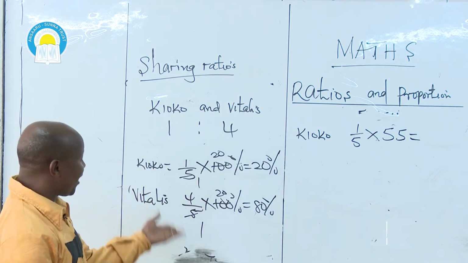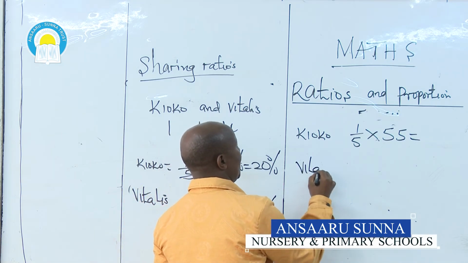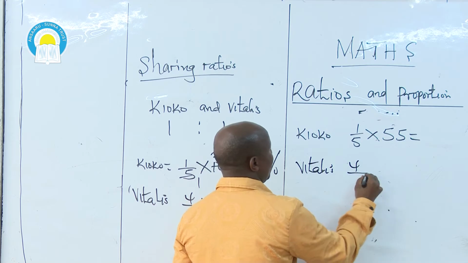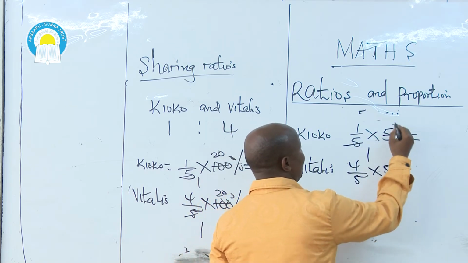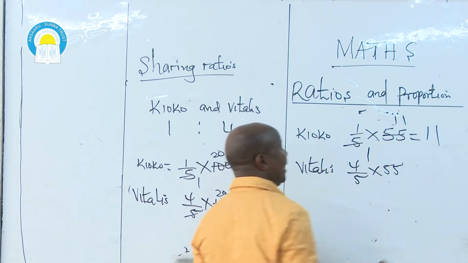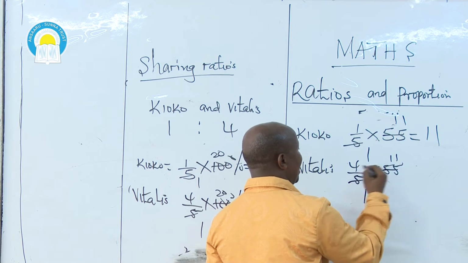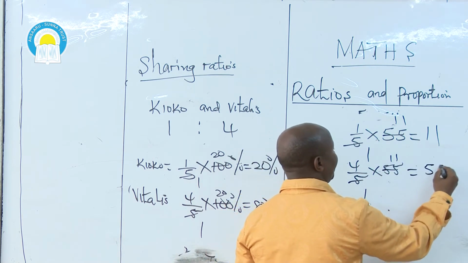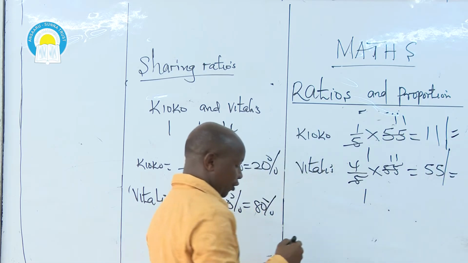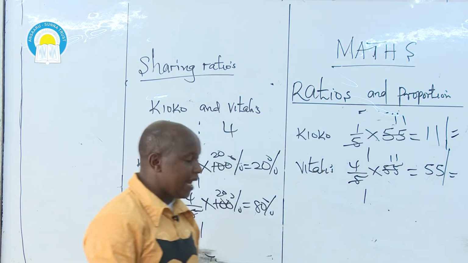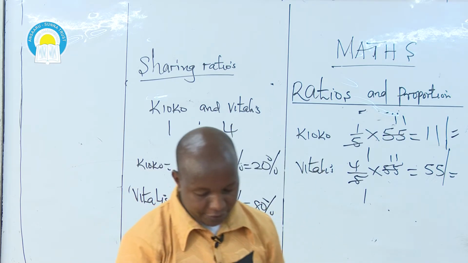If you want to get the fraction for Vitalis, the share for Vitalis will be now 4 over 5 times 55. In my case here now, by 5, 1, by 5, 11. Kioko got only 11 shillings. Then Vitalis by 5, 1, by 5, 11. 11 times 4, he got 44 shillings. This is now how we share ratios. Kioko got 11 and Vitalis got 44 shillings. That's how we share ratio.